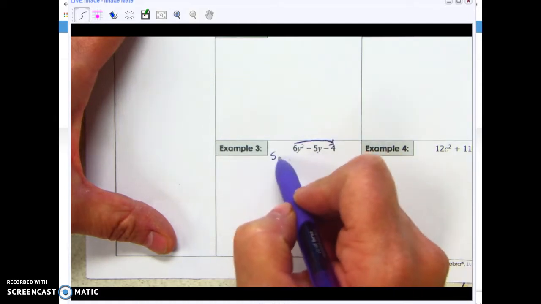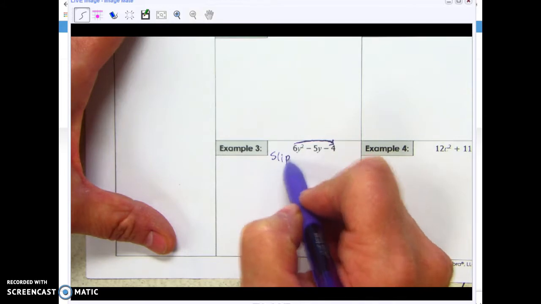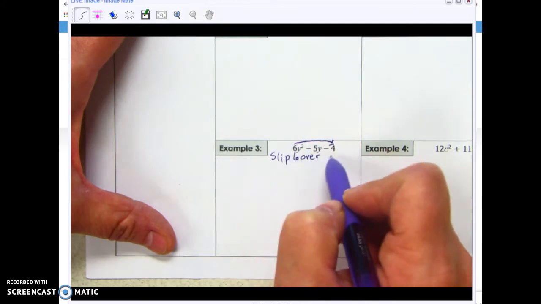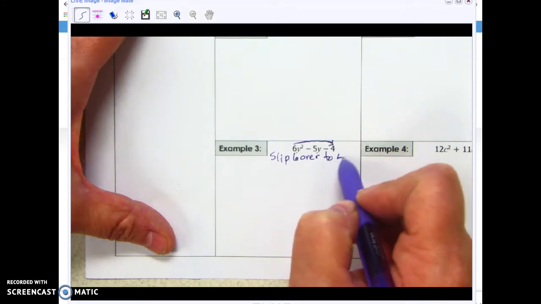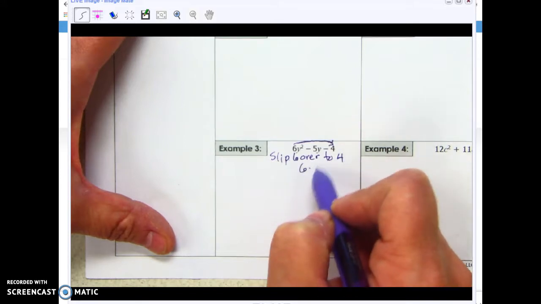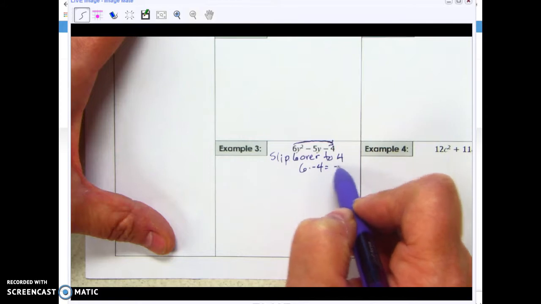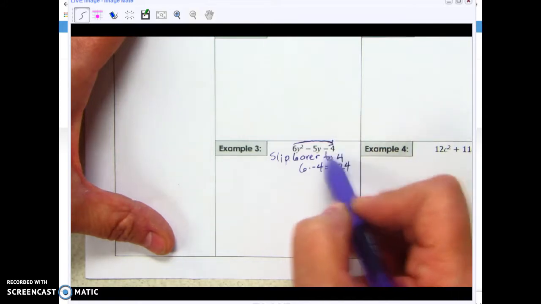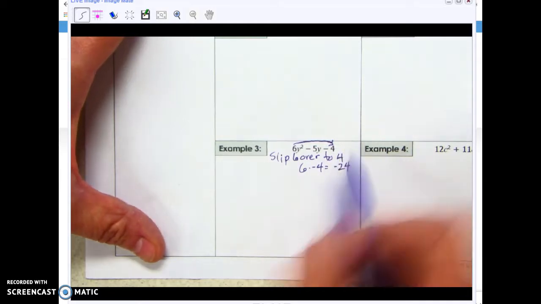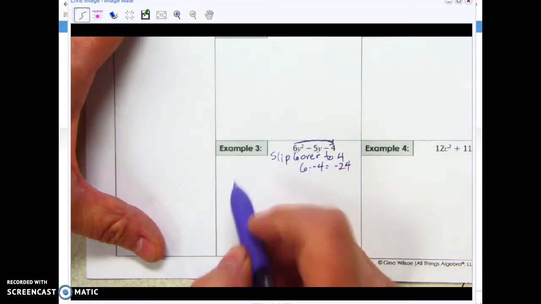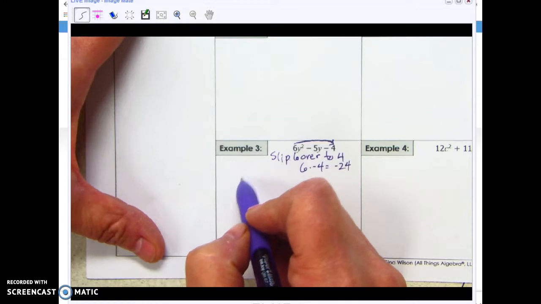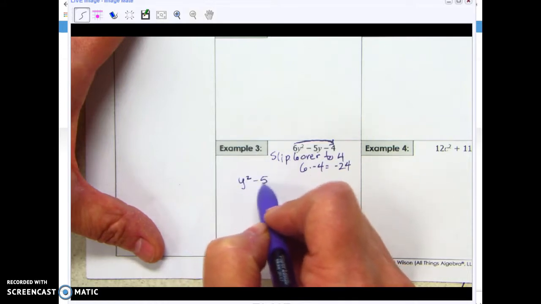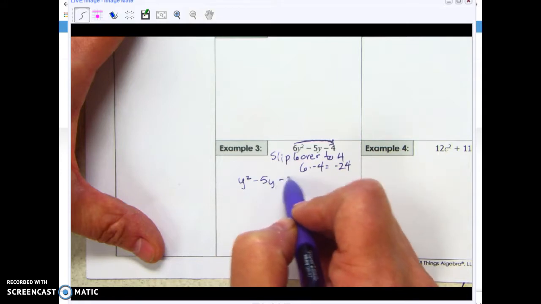So we slip 6 over to the 4. 6 times -4 equals -24. So that's going to be our new value at the end of our trinomial, and then we take away that 6. So we are going to have y squared minus 5y minus 24.